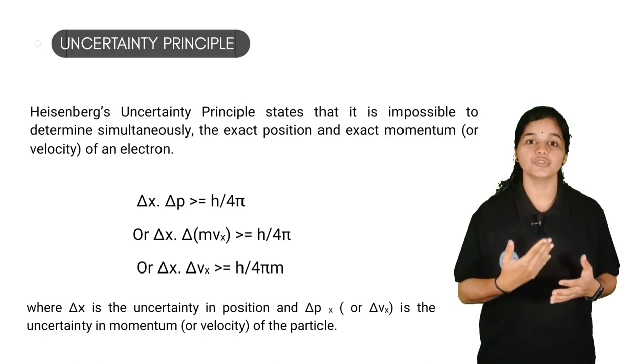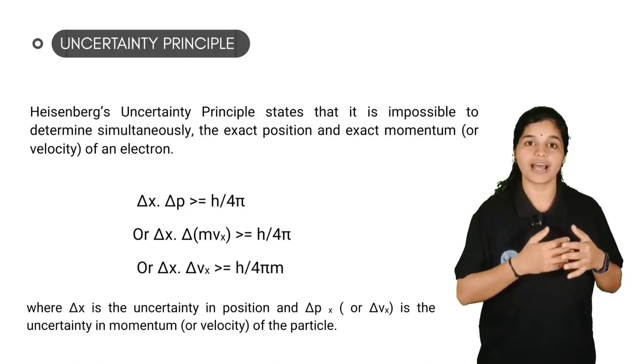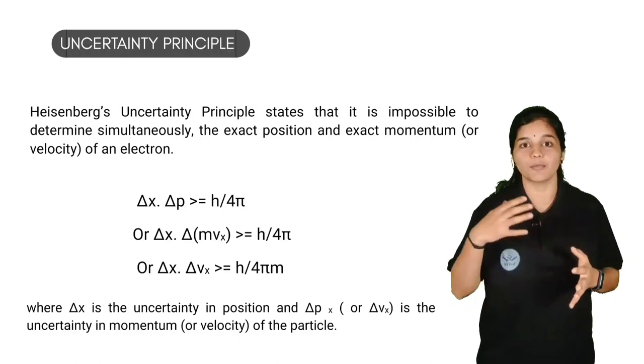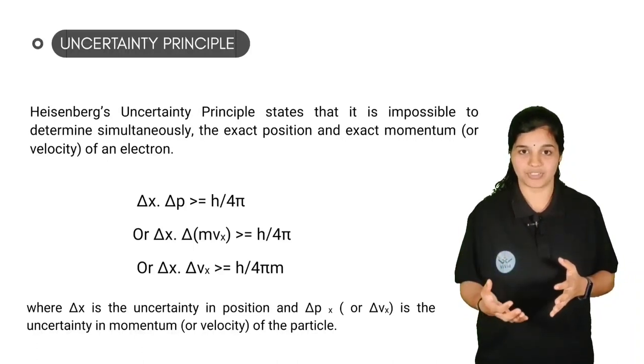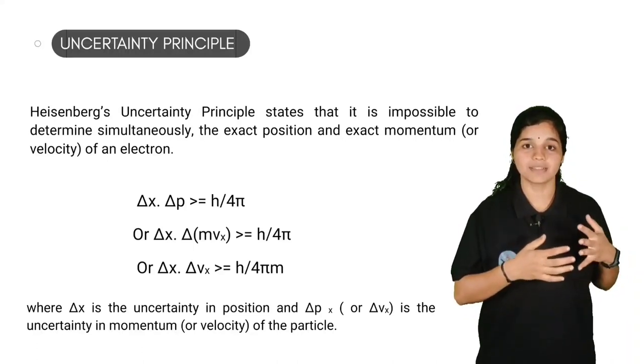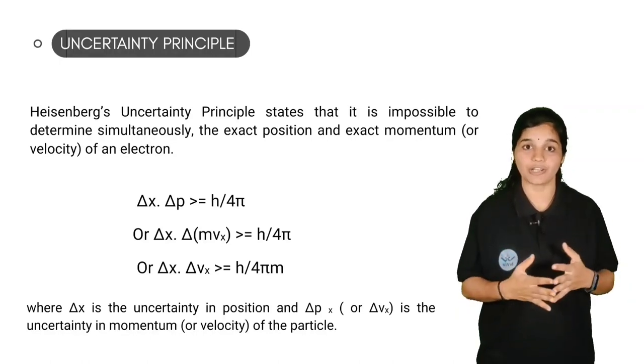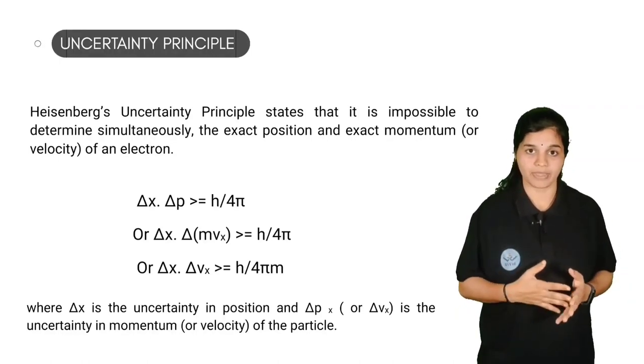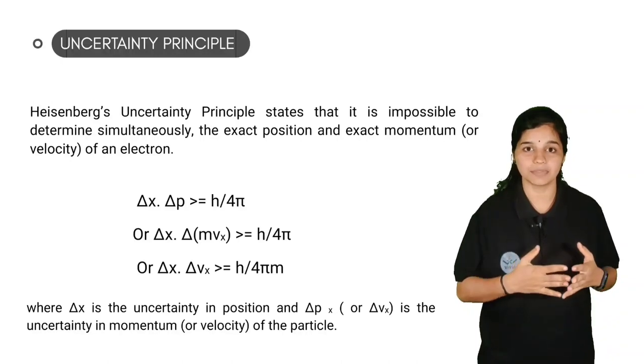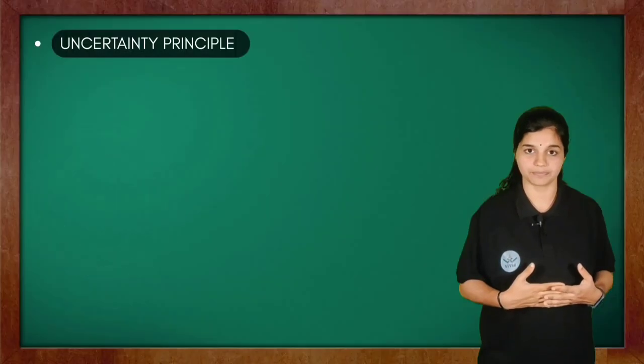If the position of an electron is known with a high degree of accuracy, its momentum cannot be predicted. Or if the momentum is known with a high degree of accuracy, its position cannot be determined accurately. So this is Heisenberg's uncertainty principle.